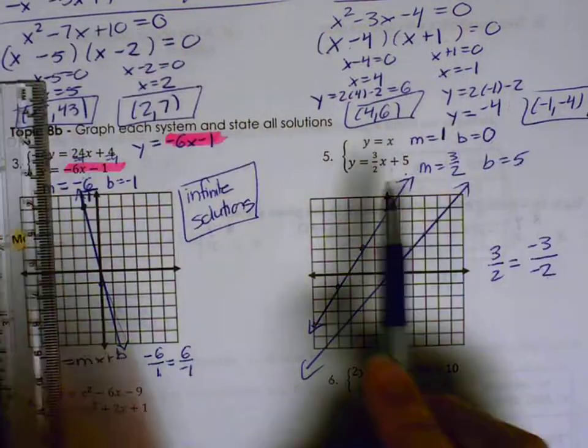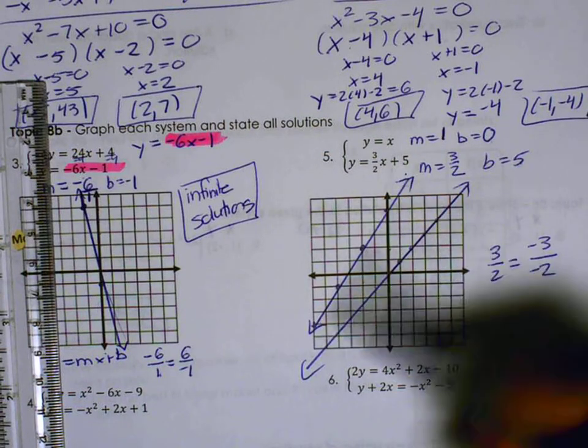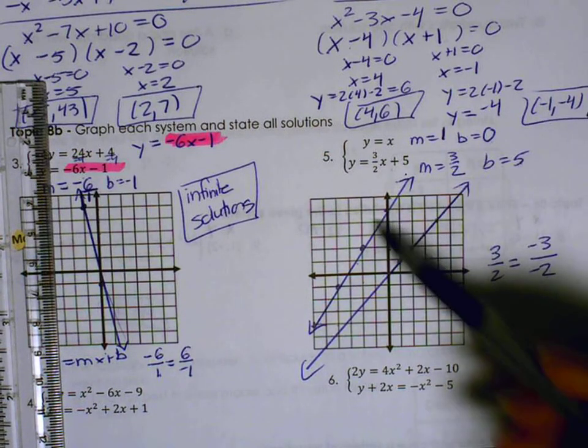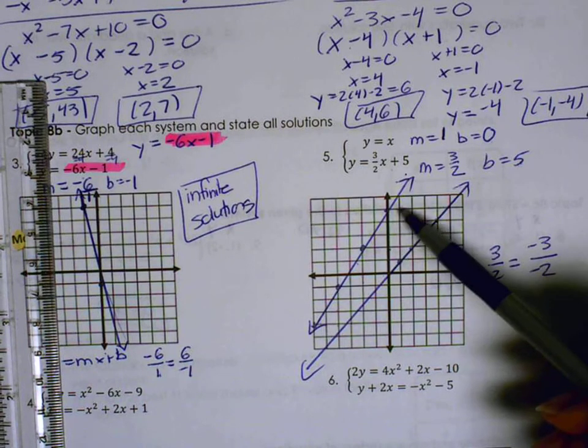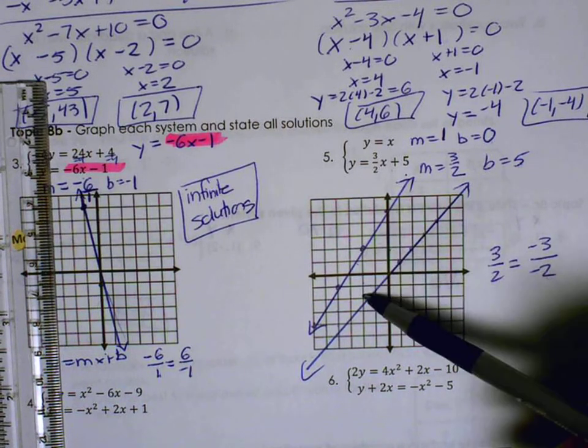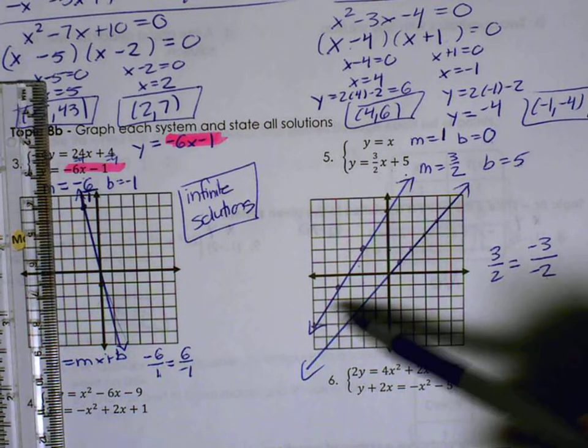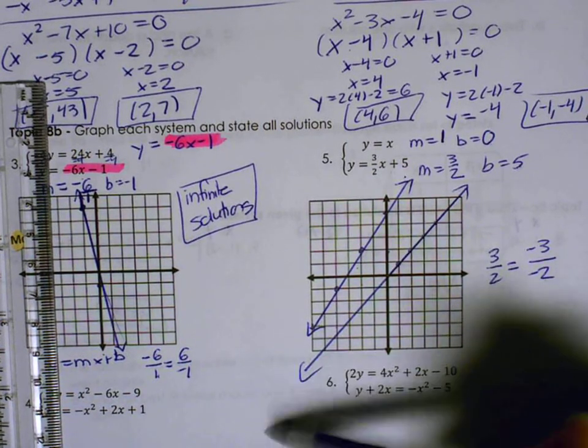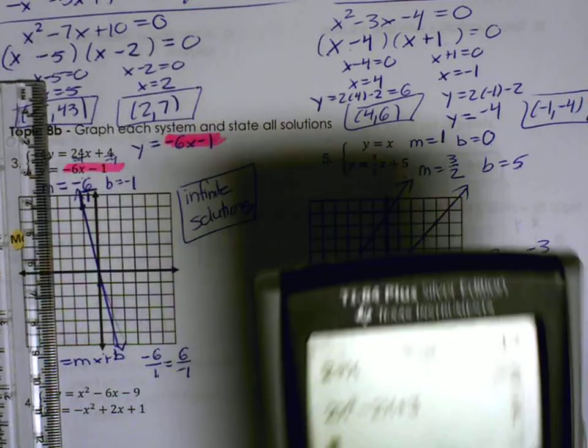That's what I want. 3/2 is a positive slope. This line is still going in a positive direction. Unfortunately, my graph is not big enough, and I can't see the intersection on this one. I can see they're not parallel. They're going to intersect somewhere down here. So I'm going to need to do this one on my calculator.